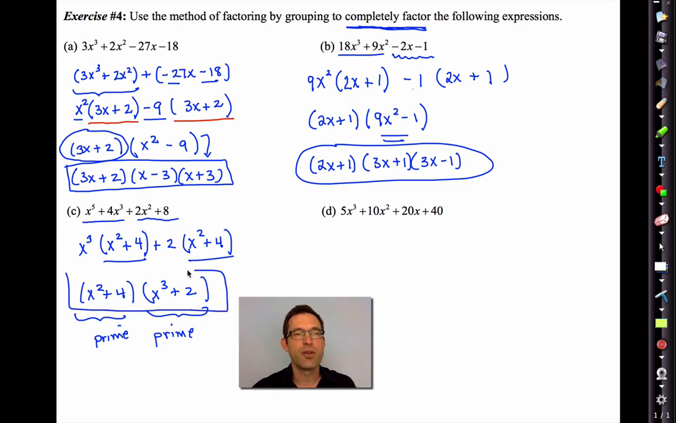That's it. Now you might think, sure I can. x squared plus 4 is x plus 2 times x plus 2. But unfortunately it's not. x plus 2 times x plus 2, you'd have to FOIL out and you'd have a center term. And x cubed plus 2, that's even worse. All right? So those are both prime, and we're done. Why don't you try letter D? Okay? Take a moment and try to factor letter D by grouping.